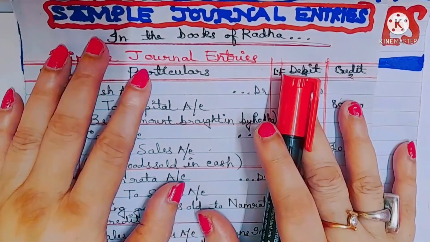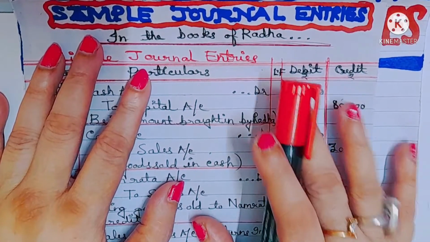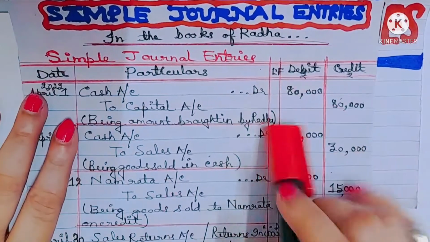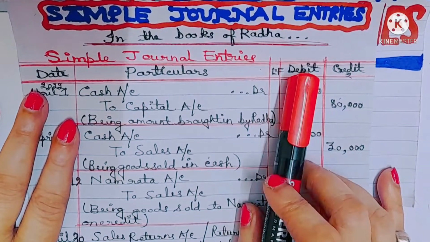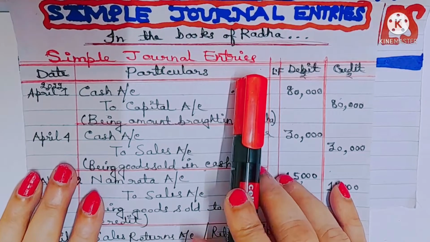What is a simple journal entry? A simple journal entry is a journal entry which contains only one debit and one credit. Understood? Now let's go through the simple journal entries.